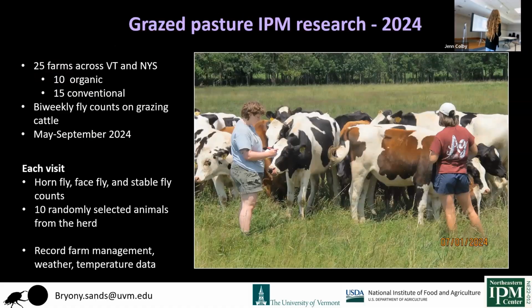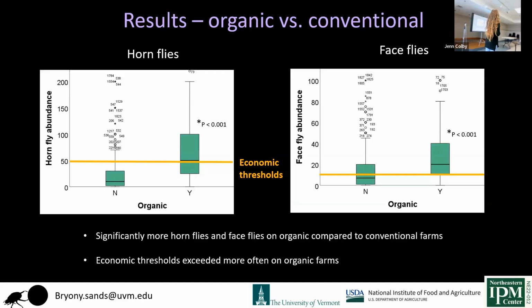And this is our method. So we worked with 25 farms across Vermont and New York State. 10 were organic and 15 were conventional. And we did fly counts every 2 weeks on cattle through the months of May to September. And at each visit, we counted the numbers of horn flies, face flies, and stable flies on 10 randomly selected cows from the herd.